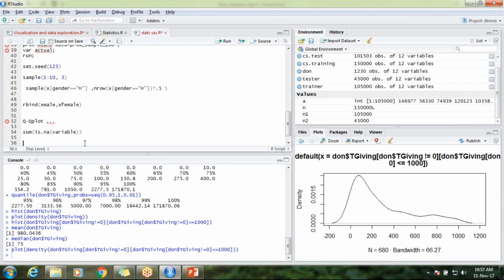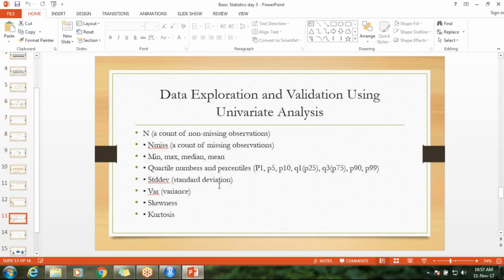For SAS, we have proc freq. It gives you a list of the missing values, showing the number of values that are missing. Mean, max, median, these things were covered. Quantile numbers we have already covered just now. Standard deviation also, variance also. So skewness and kurtosis, let us explain.